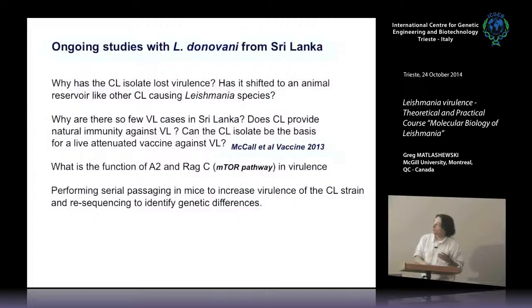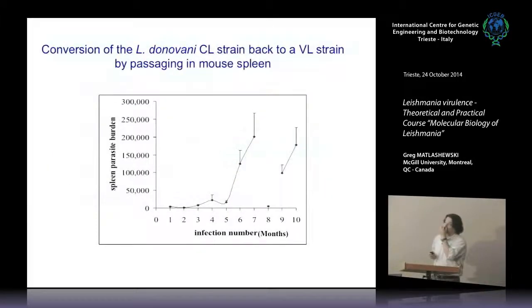So one way we're starting to look at that is we've taken this cutaneous parasite form, which normally doesn't survive in the spleen of mice, but we're trying to force it to be able to survive in the spleen. So we're trying to convert it from a cutaneous parasite back into a visceral parasite. So how do you do that? Well, this is some preliminary data now, and this is infection in the spleen. If we take the cutaneous parasite, we inject it into the tail vein. One month later, we go into the spleen, and there's very little parasite.